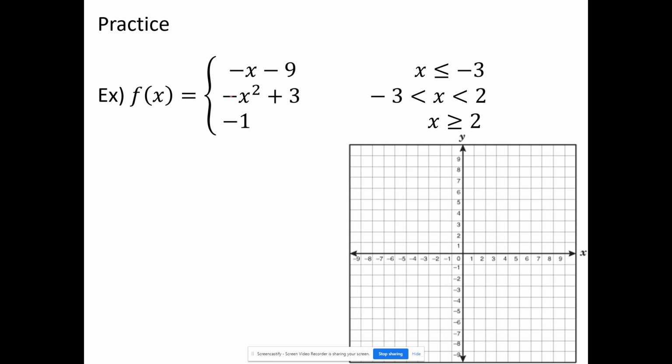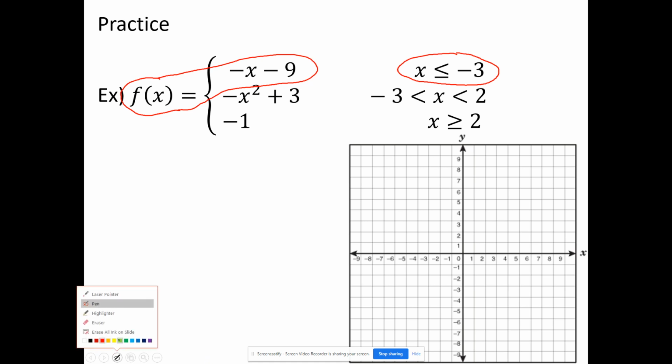So the first piece is the function f of x, and we all know what f of x is. It's the same as y. So it's f of x equals negative x minus 9. And we're only going to graph that in the domain, or basically a restriction for x, that is less than or equal to negative 3. So we want to graph it on this side of negative 3. Here's negative 3, so we want everything on the left side of x equals negative 3. That's the dividing line.